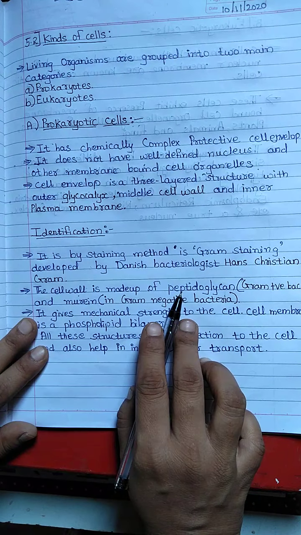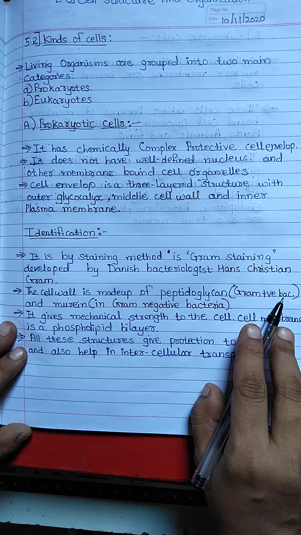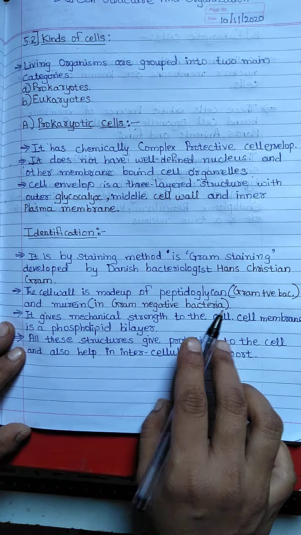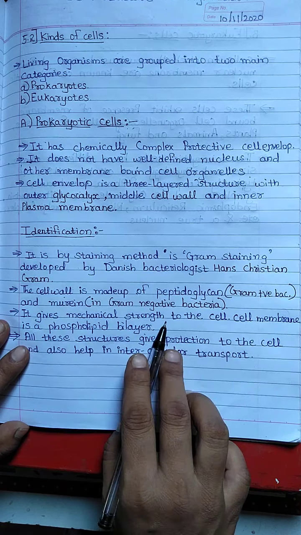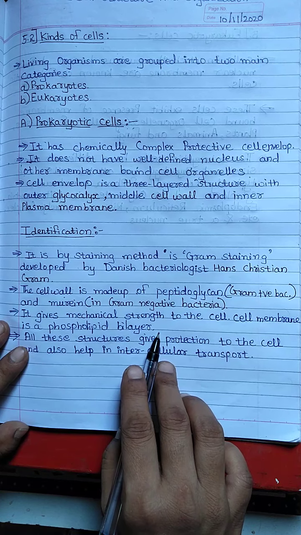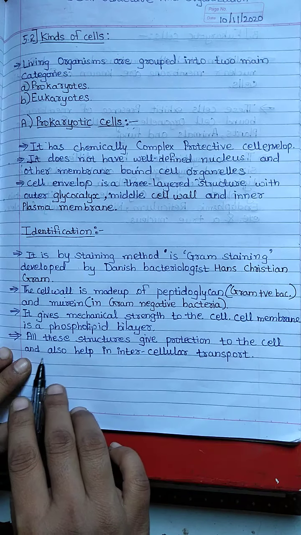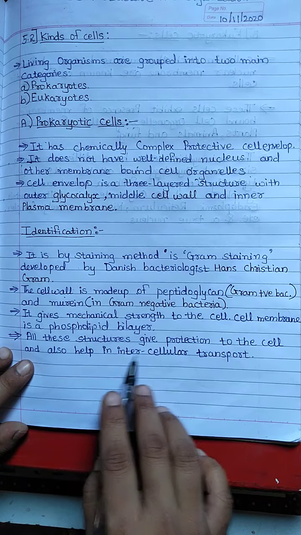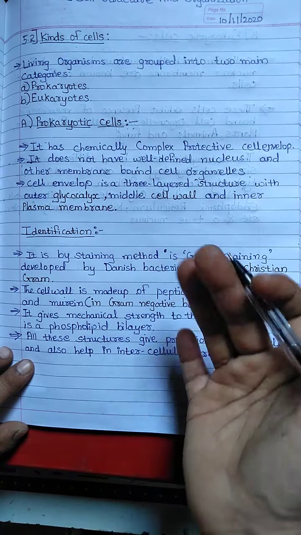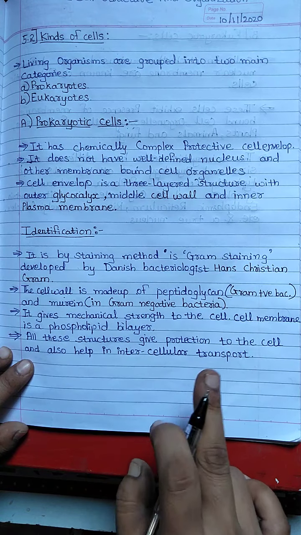The cell wall is made up of peptidoglycan in gram-positive bacteria, and another component, murein, in gram-negative bacteria. It gives mechanical strength to the cell, and the cell membrane is a phospholipid bilayer. All these structures give protection to the cell and also help in intercellular transport of food particles or other activity taking place inside that cell.